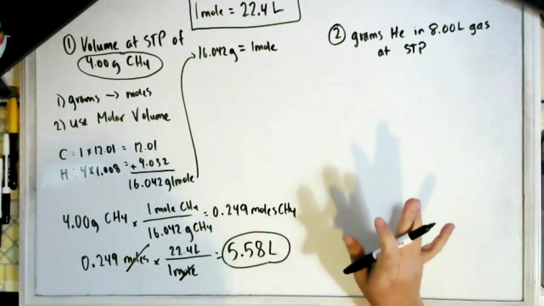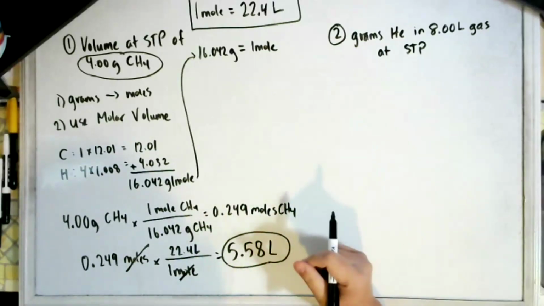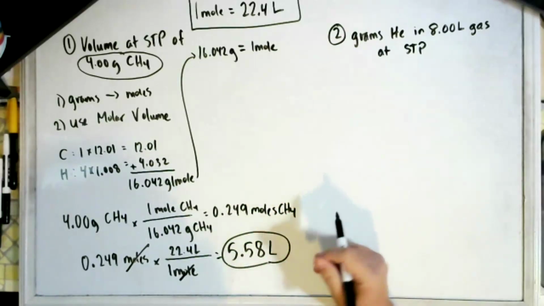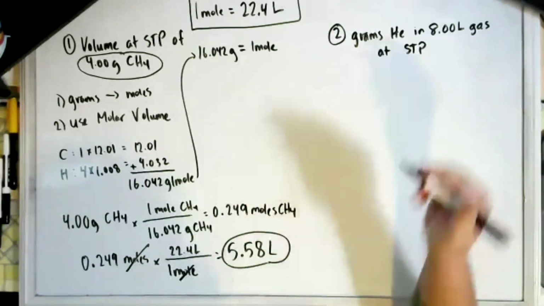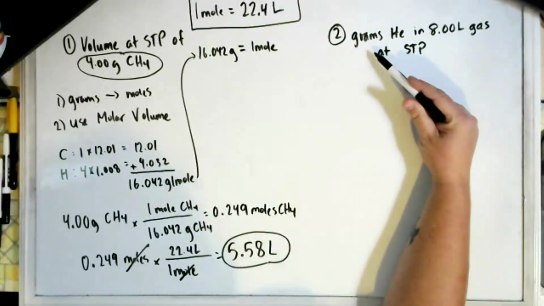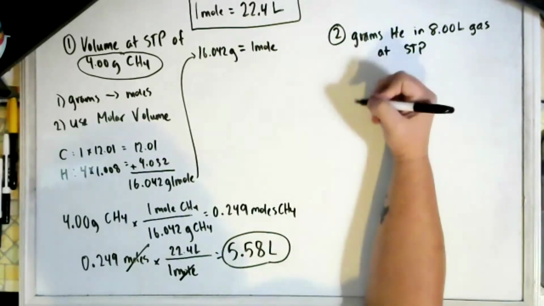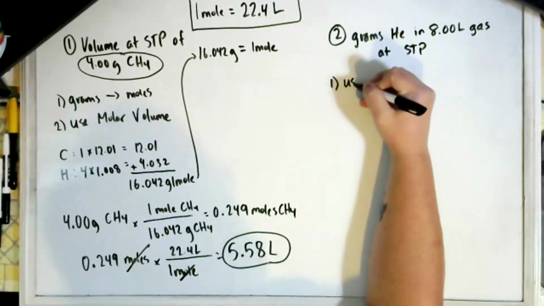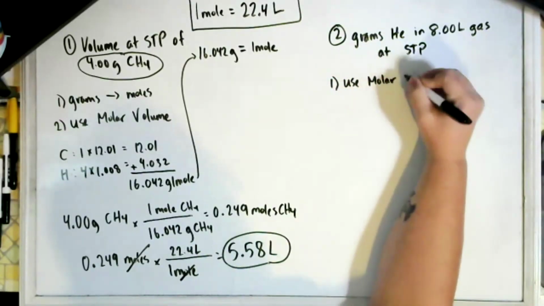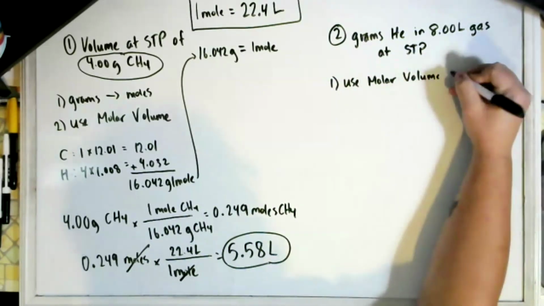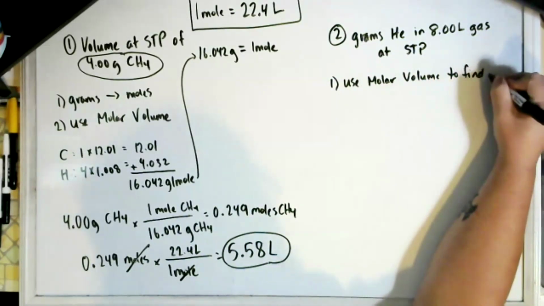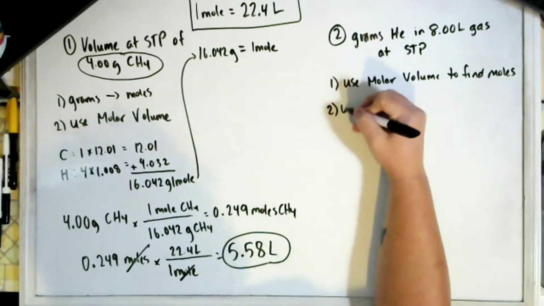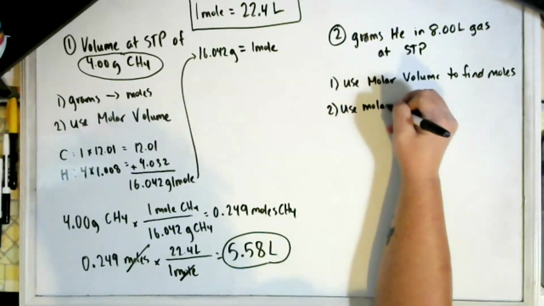Our second question asks for something a little bit different, even though we're still using the molar volume. It's saying, well, how many grams of helium are in 8 liters of gas if I'm at STP? I can't use my molar volume to figure out grams directly, but I can use my molar volume to help me find the moles of helium gas. And once I know the moles of helium gas, then I can use my molar mass to find grams.